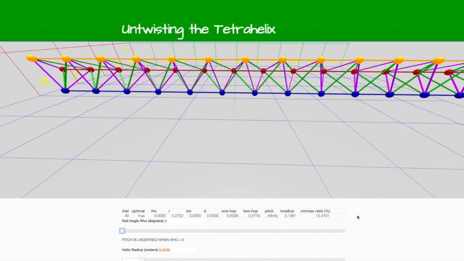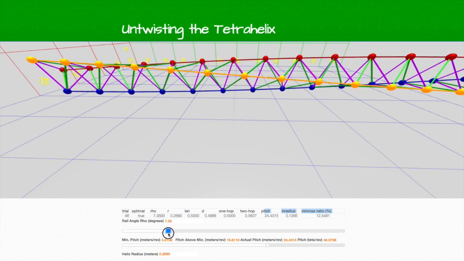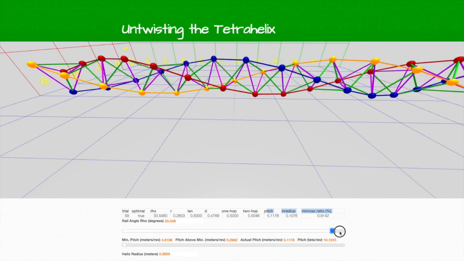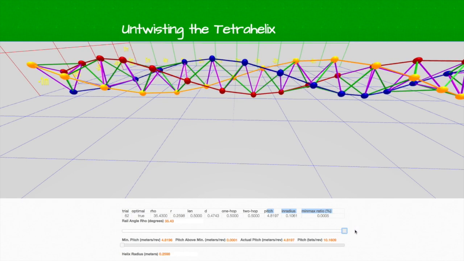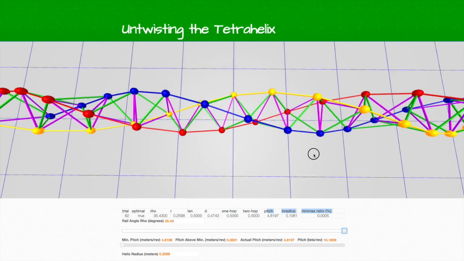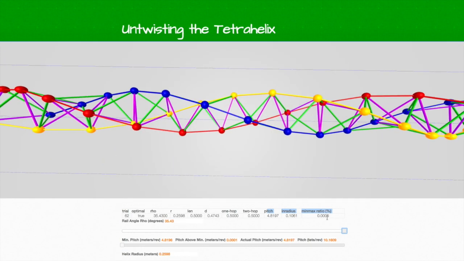As you can see here at the top of the screen, the min-max ratio of the longest member in the system to the shortest member in the system is printed and changes as I change the rail angle. In fact, going all the way back to the regular Burdick-Coxeter helix, you'll see that it's almost regular to within numerical error. That is, all the links are exactly the same.